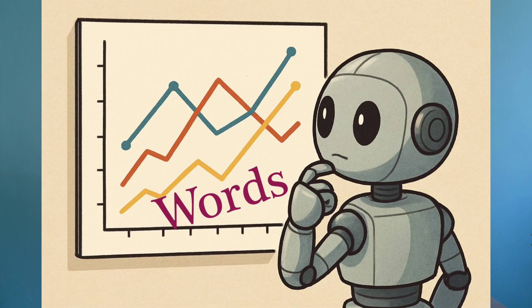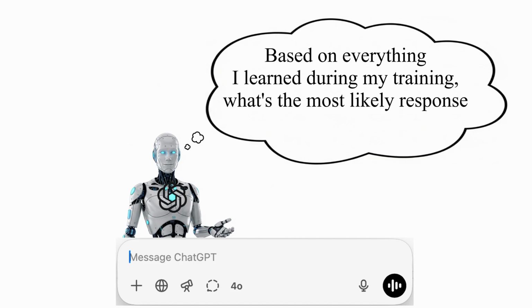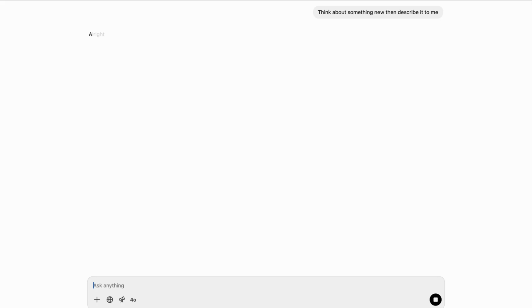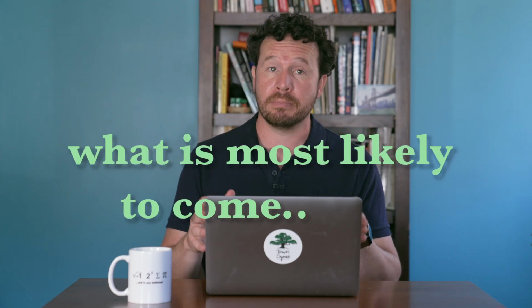The large language model has been trained on an enormous amount of text, books, articles, websites, or any other form of writing. And during that training, it learns statistical relationships between words and phrases that commonly appear together. So when you prompt it or ask a question, it's essentially calculating, based on everything I learned during my training, what's the most likely response to this prompt? In other words, which words are most commonly associated with the words in this prompt? Then it generates its response one word at a time. Each new word is the model's best prediction of what is most likely to come next.